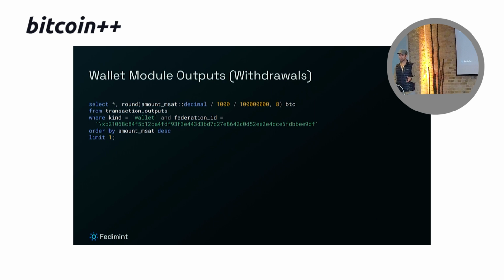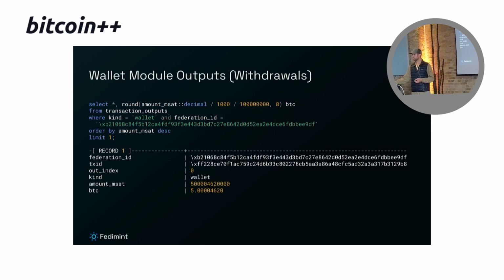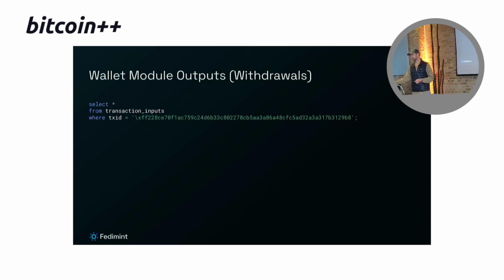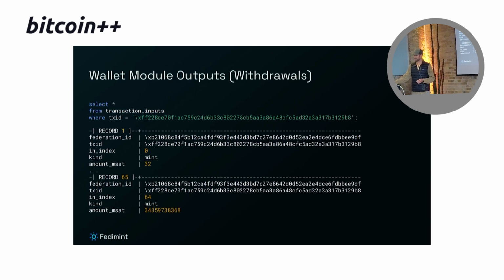All right, similar to what we did for transaction inputs, we'll do that for transaction outputs. We'll filter specifically for wallet outputs for the federation we connected to. Let's have a look at the largest withdrawal. We have a roughly 5 Bitcoin withdrawal. So similarly, we can take the TXID, put it into the transaction inputs table, and here we have 65 different notes that the user was able to use as inputs to a Fedimint transaction and say, hey, Federation, I'd love to redeem these notes for some on-chain Bitcoin.